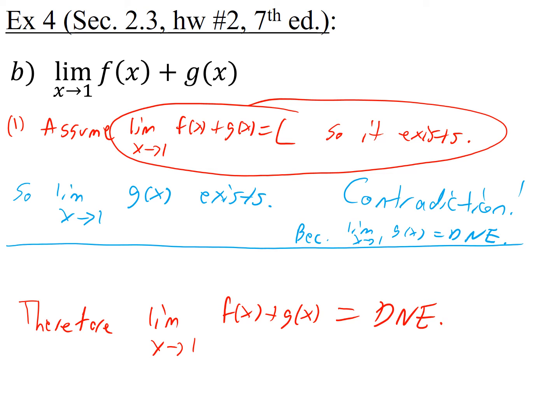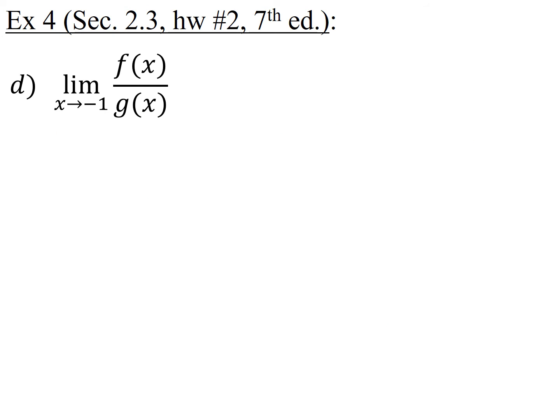All right, so we're going to try another example somewhat similar to that one. So let's take a look at this one here. This time we're dividing two functions. We have f of x divided by g of x, and you're going to want to use the limit law, right? You're going to want to say limit as x goes to -1 of the top divided by limit as x goes to -1 of the bottom.